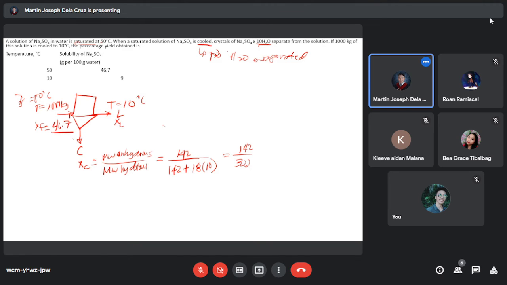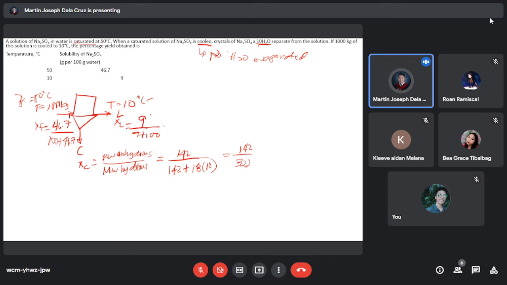So, 46.7 over, take note again na it should be mass solute over mass solution. Since gram per 100 gram water lang yung sinabi sa solubility natin, we have to add your 100 to make it solution, right? So 100 plus 46.7. In your XL naman, same lang din sa ginawa natin sa XF, but take note, class, na you have to get your solubility at 10 degrees Celsius. So at 10 degrees Celsius, the solubility of your sodium sulfate is 9 grams per 100 gram water. So 9 here over, since XL should be mass solute over mass solution, we have to add it by 100 plus 9. Okay? So meron ka ng F, XF, XL, XC.